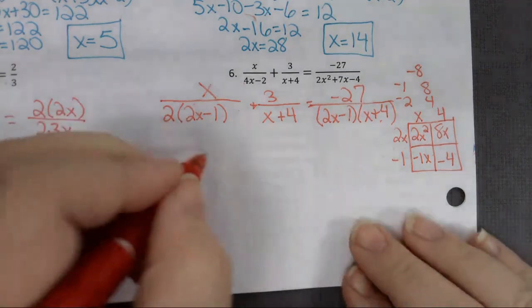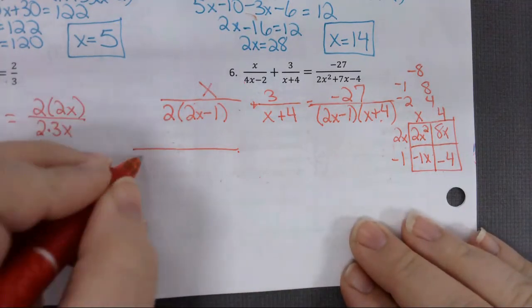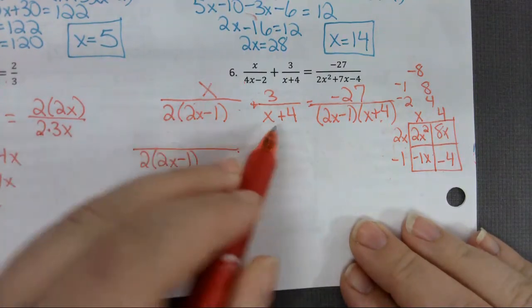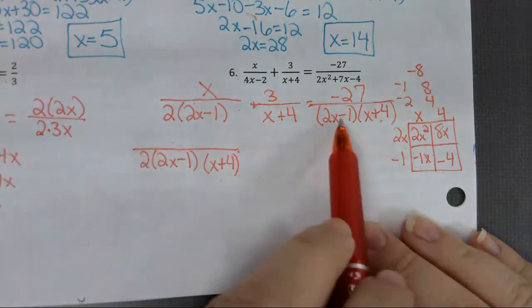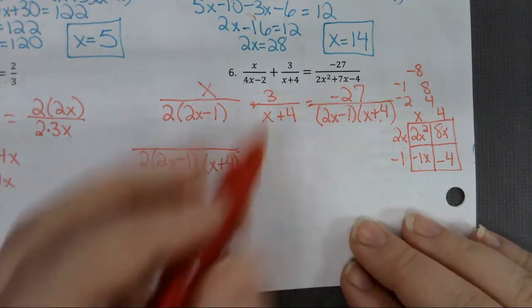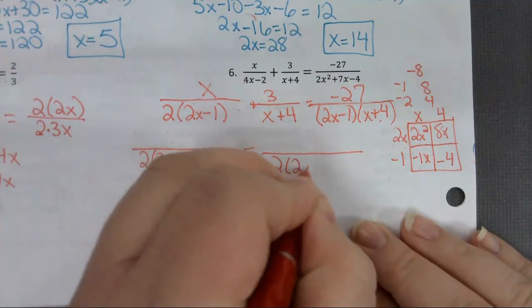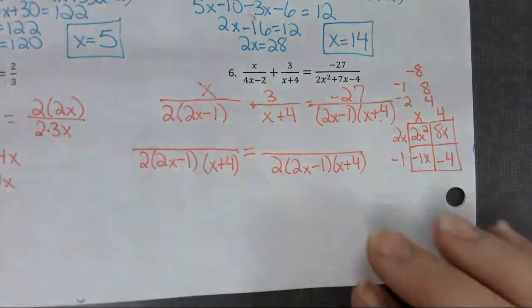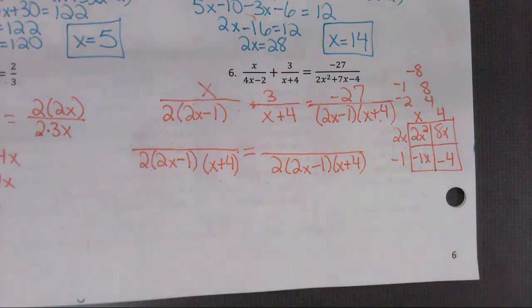All right, common denominators, here we go. 2 appears once, 2x minus 1 happens once, and x plus 4 happens once, because those are repeated over here. So 2x minus 1, and x plus 4. Each of those factors happens a maximum of 1 time in a single denominator, so that's where they're included.